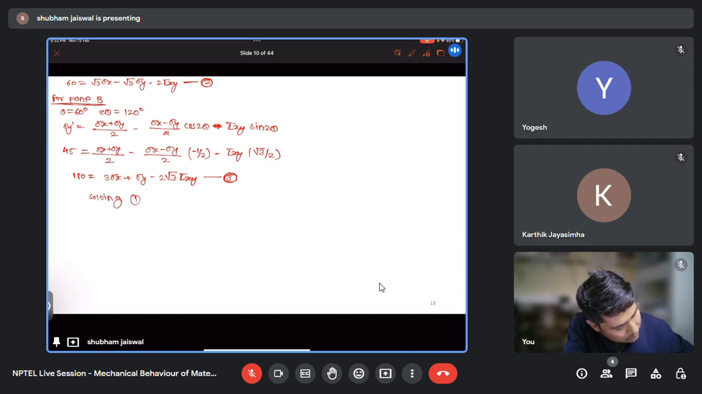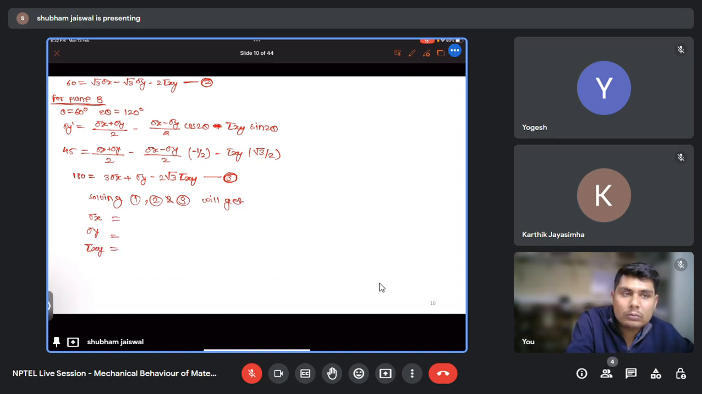Solve equations 1, 2 and 3. We will get sigma x, sigma y, tau xy. Sigma x is how much? Please tell me the answer: sigma x, sigma y and tau xy.